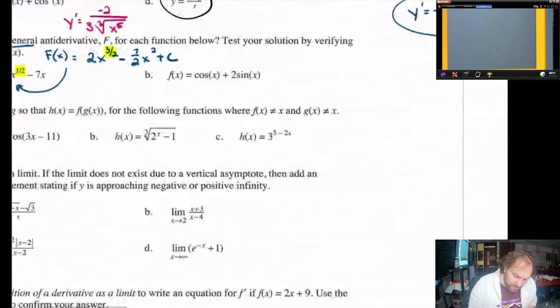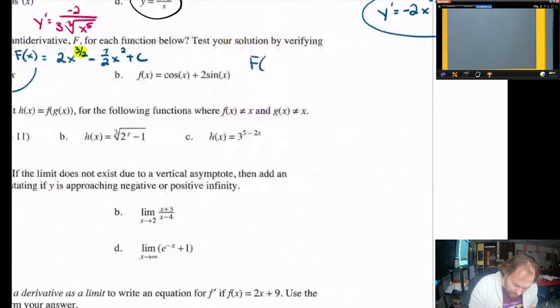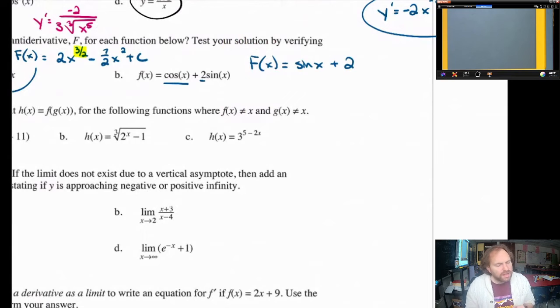Let's look at the same thing for b here. We've got to think about our reverse trigonometric things here, capital F of x. Well, we know that the derivative of sine is cosine, so we'll put sine of x here. We'll leave the constant of 2 out in front of the sine x, and actually maybe we should change that to a negative because the derivative of cosine is negative sine. So let's make this minus 2 cosine of x. That would do the trick. There you go. Plus c. Don't forget your plus c on there also.